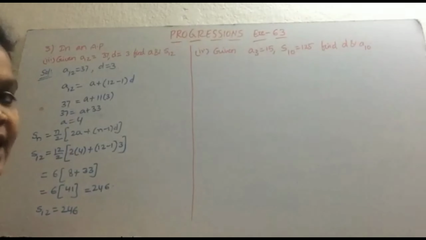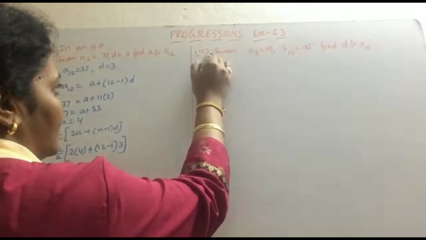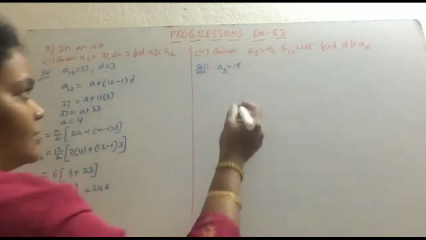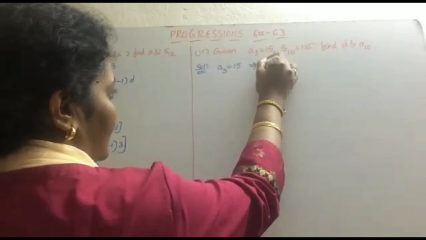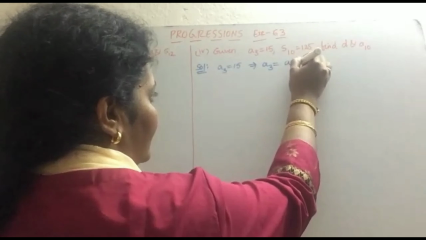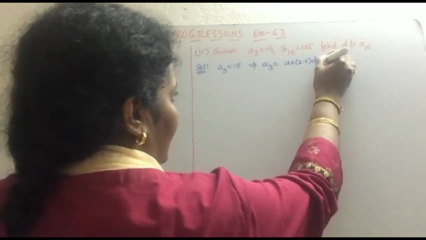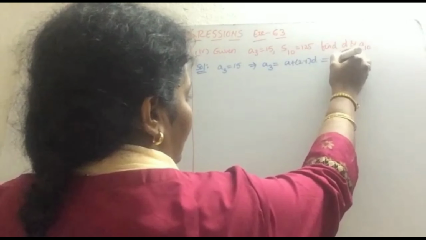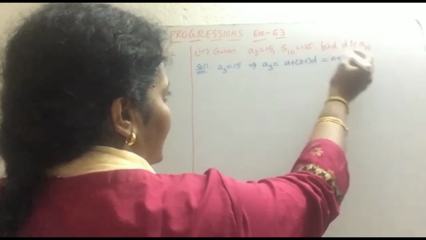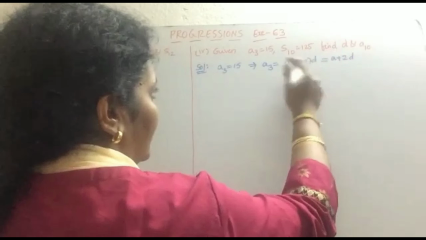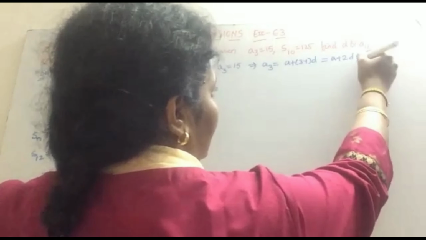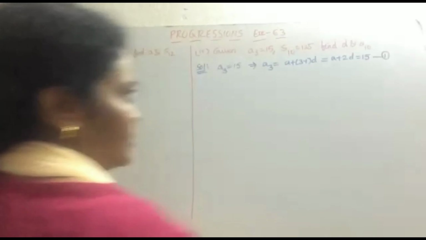And next, a3 equal to 15, S10 equal to 125. Find d and a10. So a3 is equal to 15. That means a3 is equal to a plus 3 minus 1 into d, so a plus 2d. A plus 2d is equal to 15. So this I will take as equation number 1.